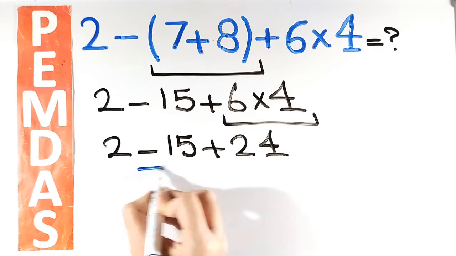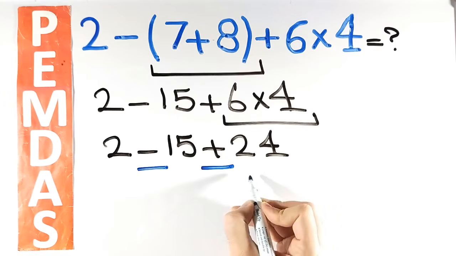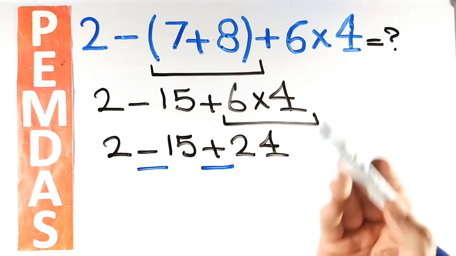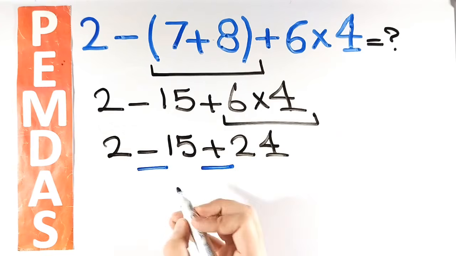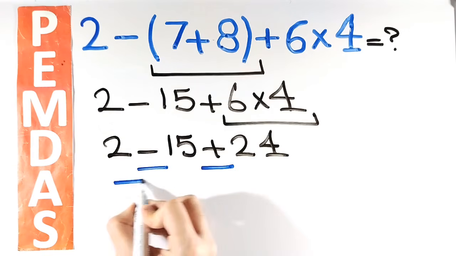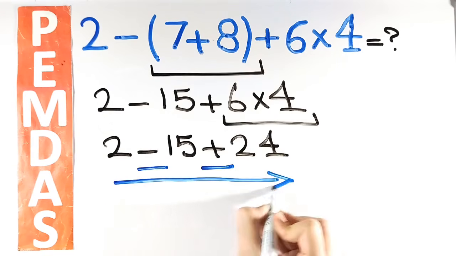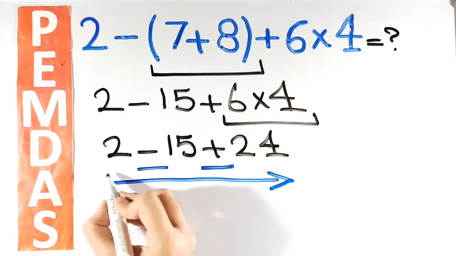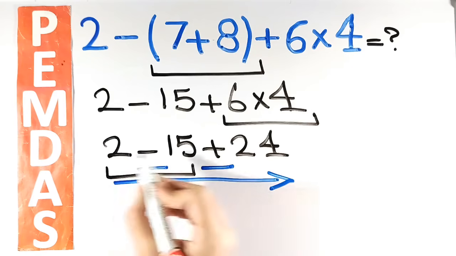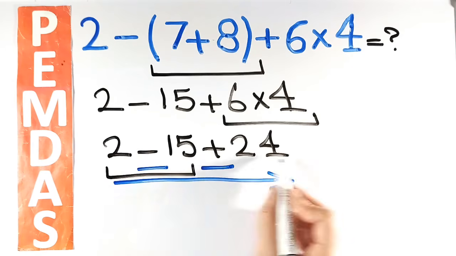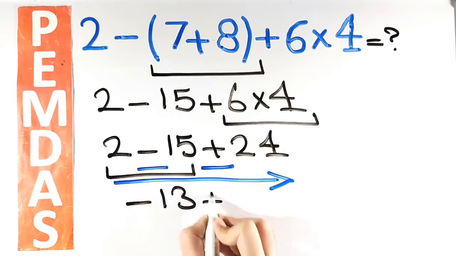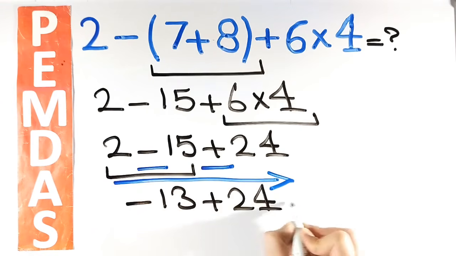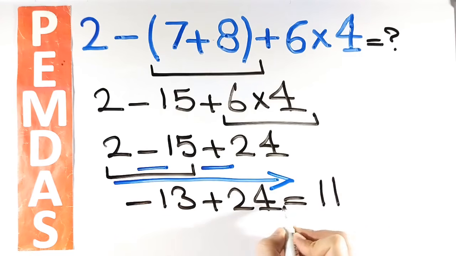Then, we move on to the subtraction and addition. However, it's very important to understand that addition and subtraction have the same level of priority, and we must perform these two operations from left to right. So, first we go for the subtraction between 2 and 15. And instead of this expression, we can write negative 13 plus 24, which finally gives us the answer 11.